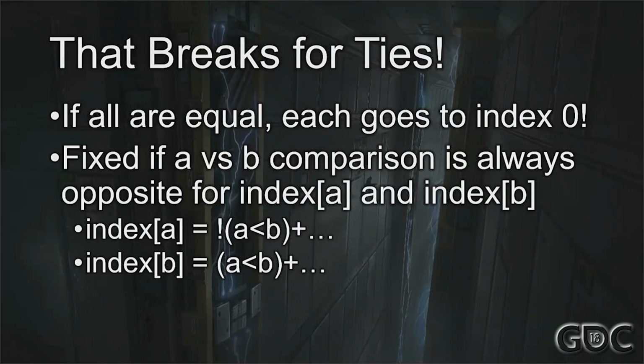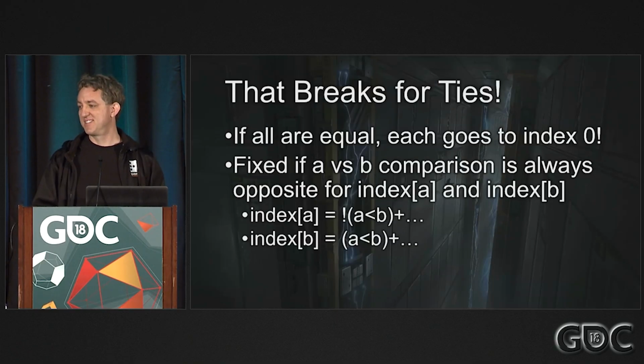It's because of ties. If all the distances happen to be exactly equal, every box says, I belong in index 0, and they're going to fight for it. So we fix it by, if we're testing A versus B to go into index A, and to go into index B, we make sure they give exact opposite results. And so we use not A is less than B. And this works even if we happen to have an equal.